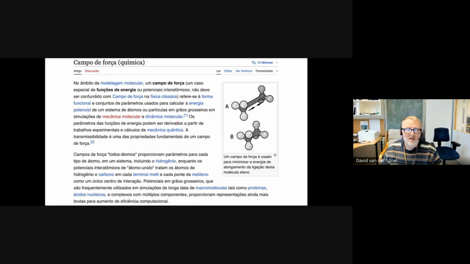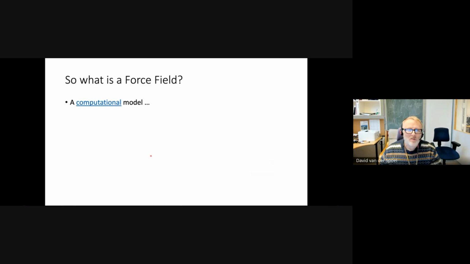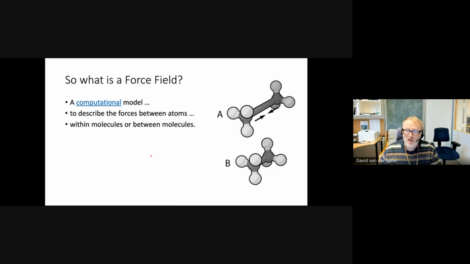Another important issue in this definition is the word computational. And indeed, this is the Portuguese page on computational chemistry, but of course it's available in 13 more languages. A force field is a computational model to describe forces between atoms, and these forces are within molecules or between molecules. So this is again an example from Wikipedia, where we show bonds stretching within this little molecule.